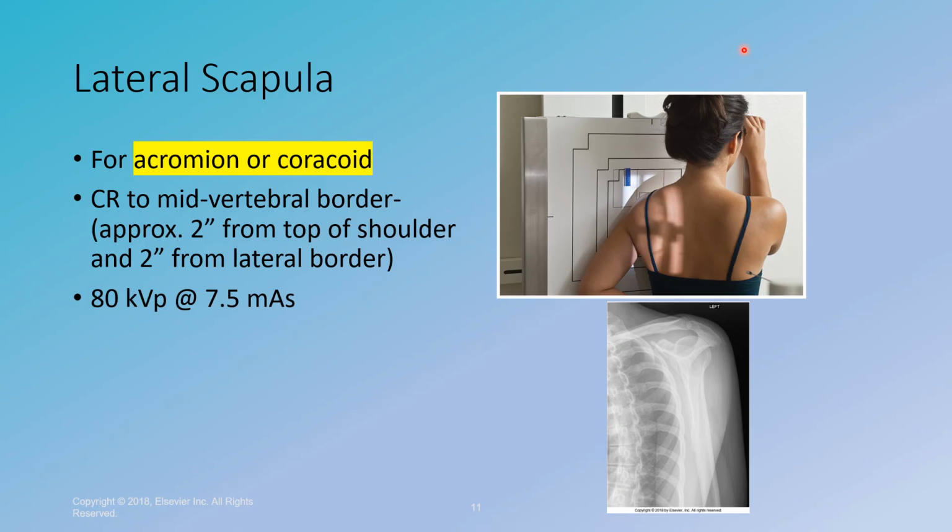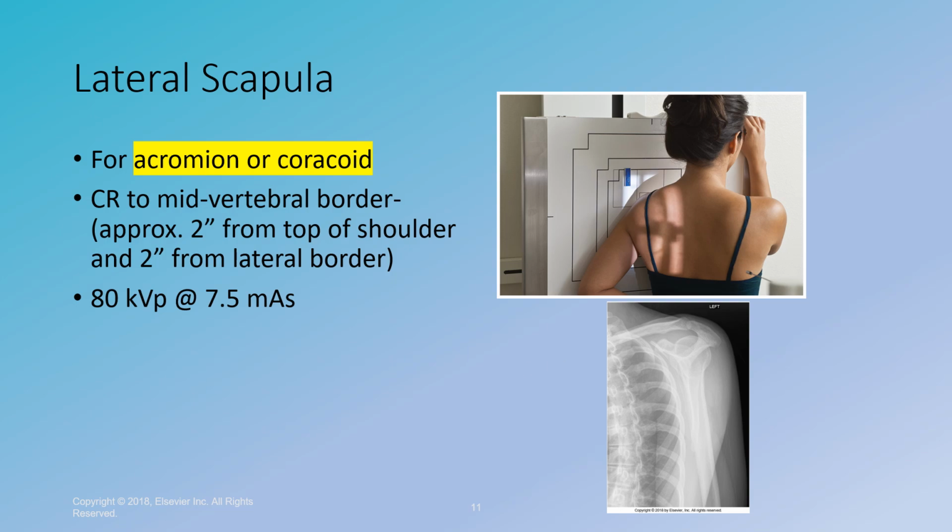And notice when you bring the arm back behind her like that, this demonstrates the acromion process and the coracoid process. So depending on where the injury is, this would be an alternative. They're both considered Y laterals. One just demonstrates the body of the scapula better. This one demonstrates the coracoid and the acromion process.